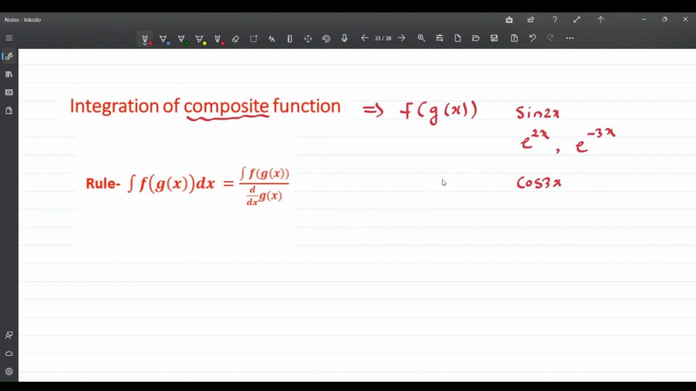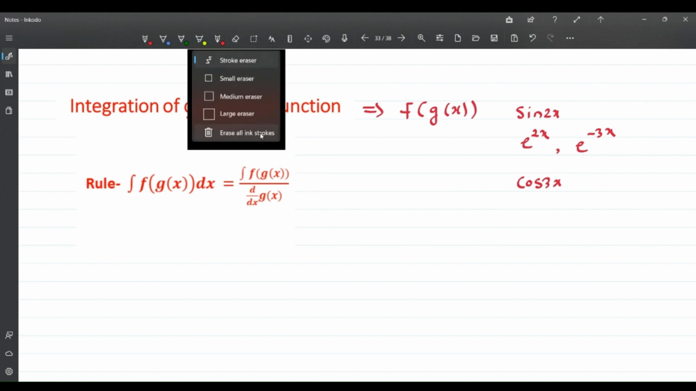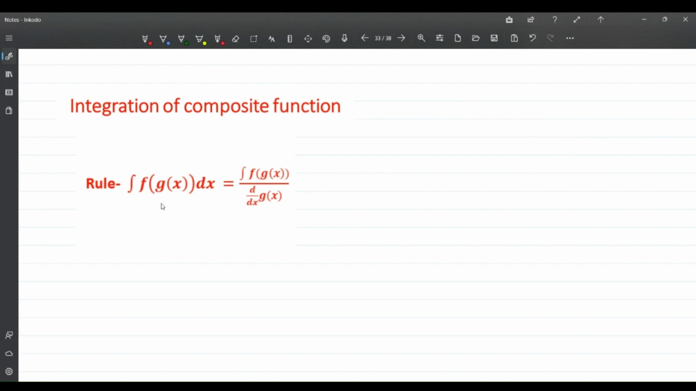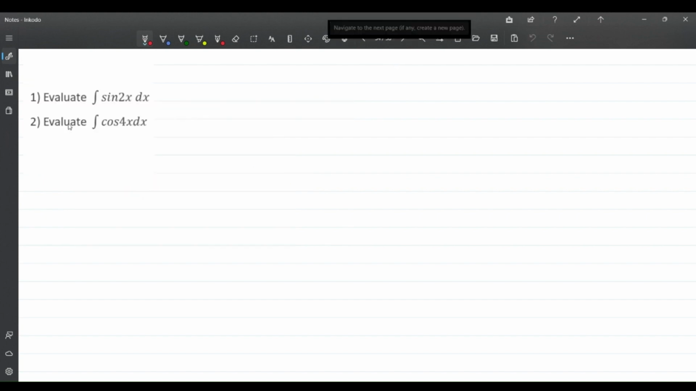So we have to see what is the integration of this type of functions. The rule for this is: integration of f of g of x dx is equal to integration of the whole function divided by the derivative of the second function. Integration of the whole function divided by the derivative of the second function. So this is the rule for integration of a composite function. We'll see some examples on screen.